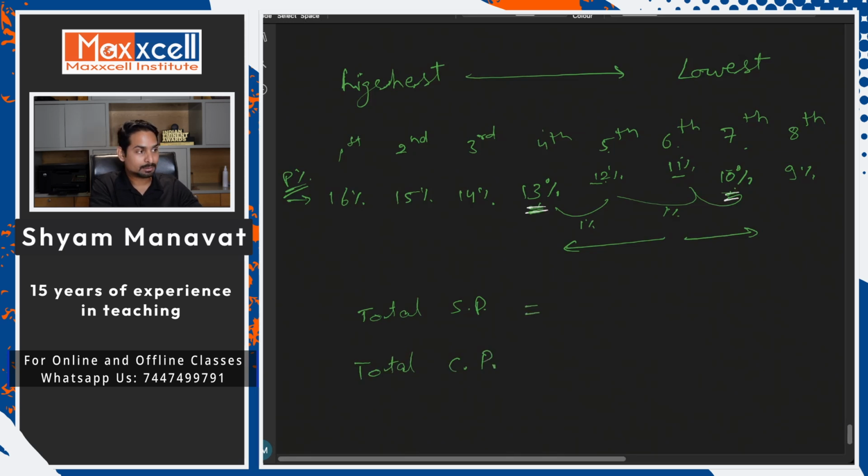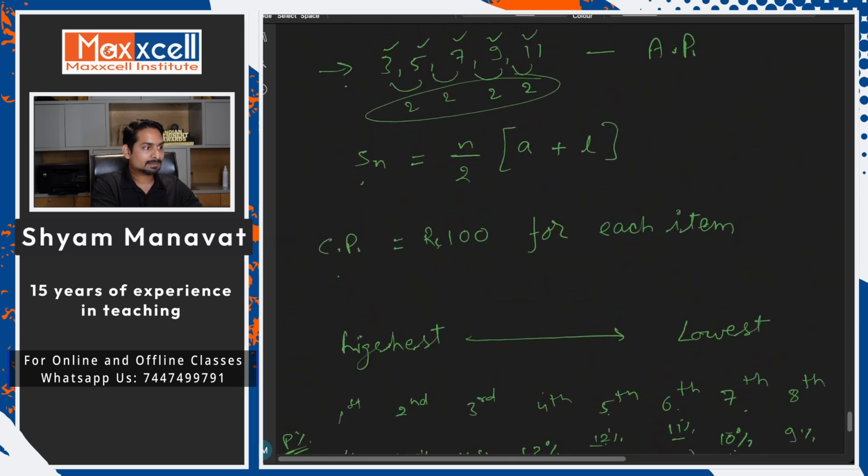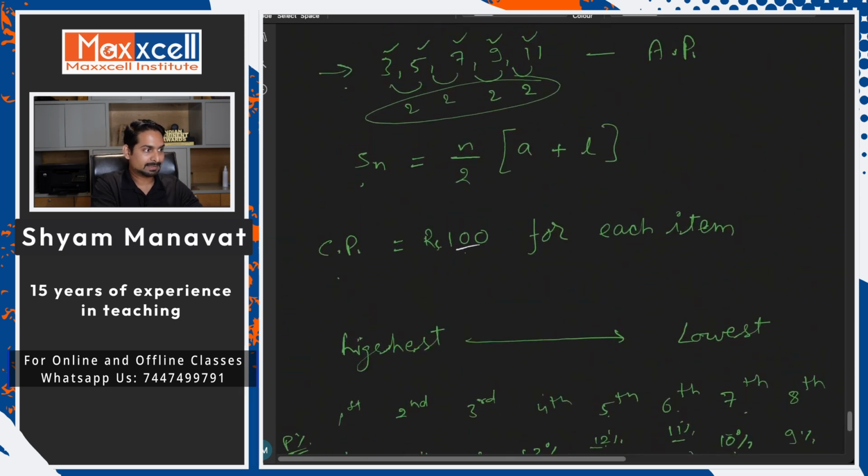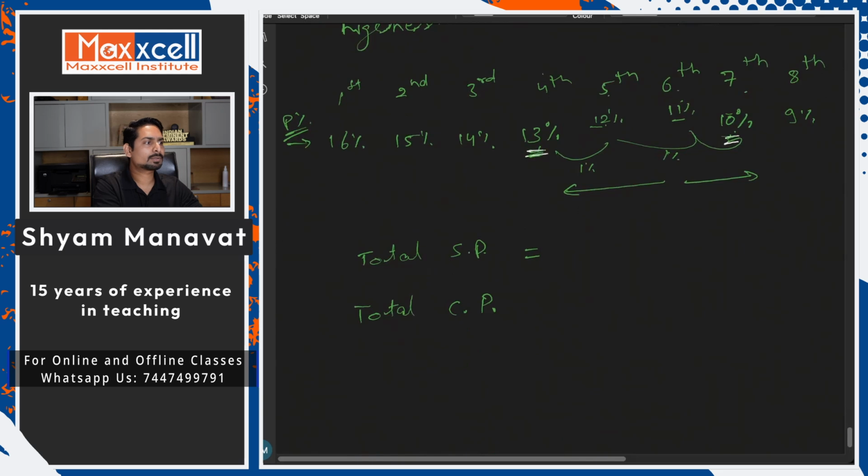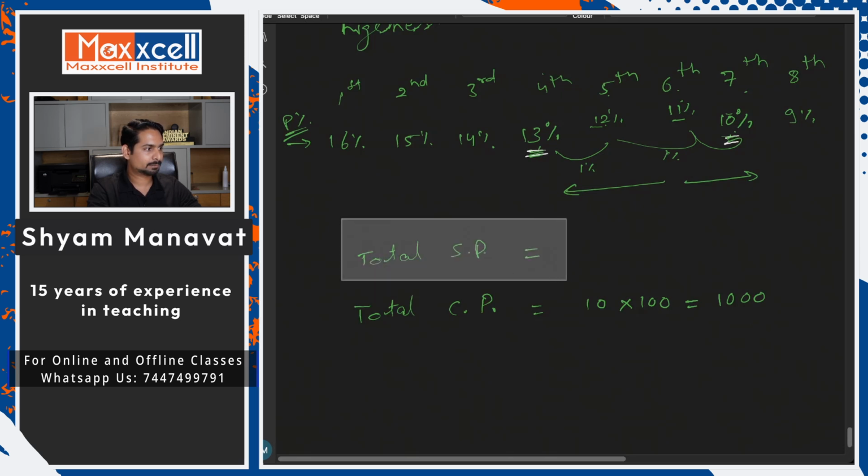So if I say total selling price here, think about it. Let's say total cost price first, it will be easy for you. It will be 10 items having 100 rupees each. So the total cost price becomes how much? 1000 rupees, right? Now for total selling price, what do we do?